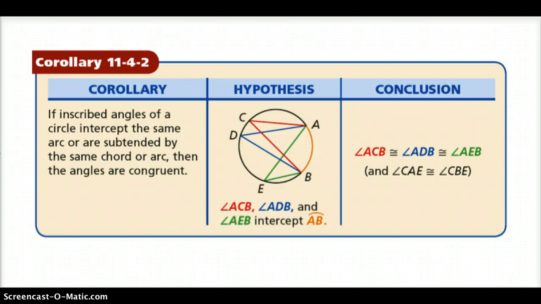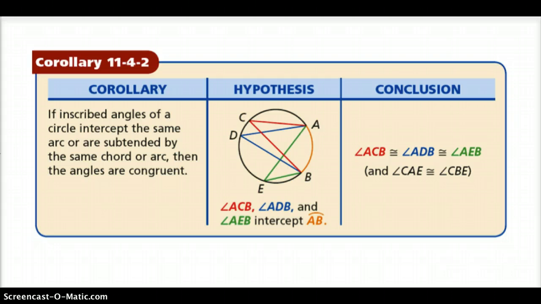Okay, so let's take a look at a couple theorems, or corollaries rather. This one talks about how different inscribed angles can have the same arc that subtends them. It says, if inscribed angles of a circle intercept the same arc or are subtended by the same chord or arc, then the angles are congruent, right?